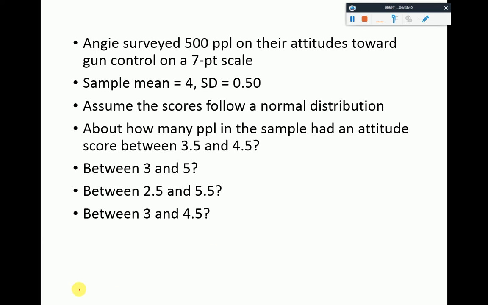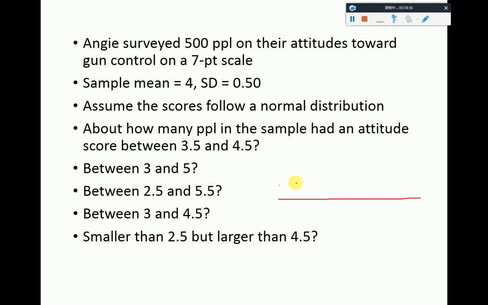Very lastly, we can also ask, what about the number of people who scored below 2.5 but greater than 4.5? How do we solve that, right? So easy, right? So again, we need to determine where's the interval. So here's 4 and here is 4.5, right? So that's, we know, is exactly one standard deviation above 4.